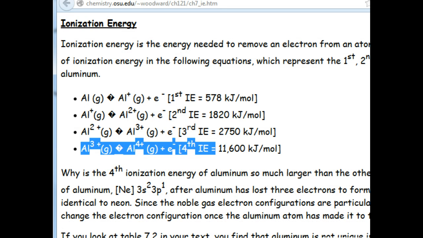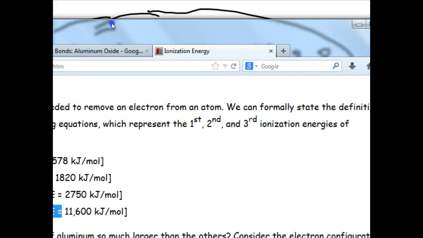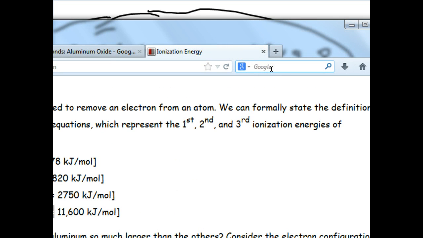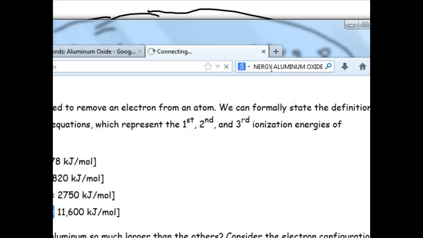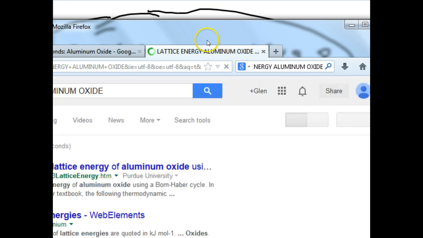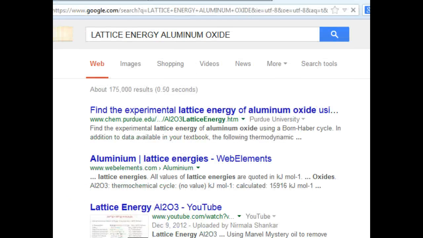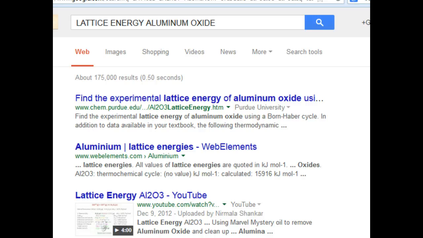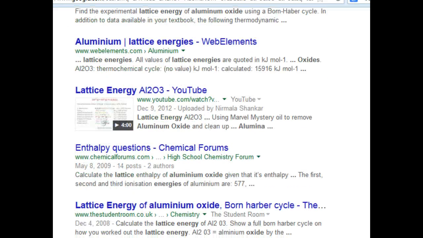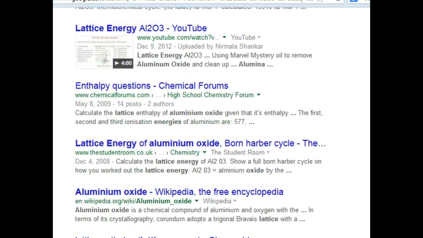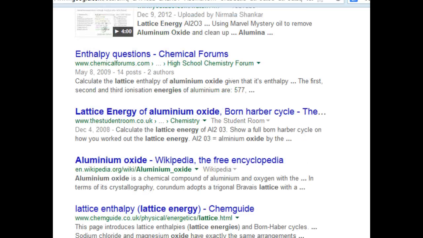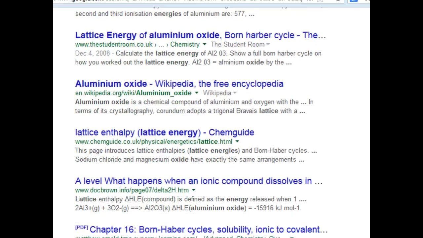Let's check this answer. Lattice energies are widely studied by material scientists trying to create new materials. So let's see. Lattice energy, aluminum oxide. If the published lattice energy is similar or close to ours, then we'll know that we've done something right. Let's see. Lattice energy of aluminum oxide, lattice energy.